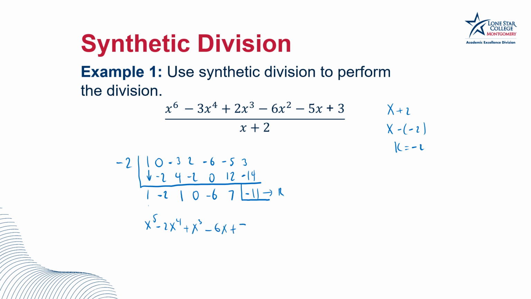Next to it is negative 6x, and then plus 7. Now, how do we represent a remainder? How we write a remainder is we put the remainder, negative 11, over what we divided with, which is the x plus 2. So that's how you would write the answer after we use synthetic division.